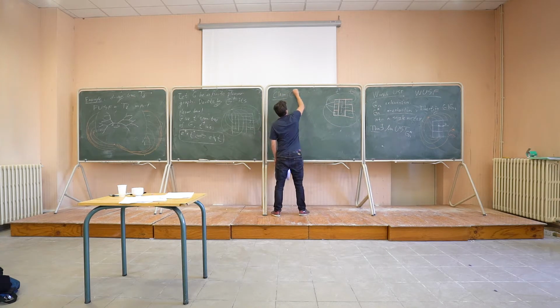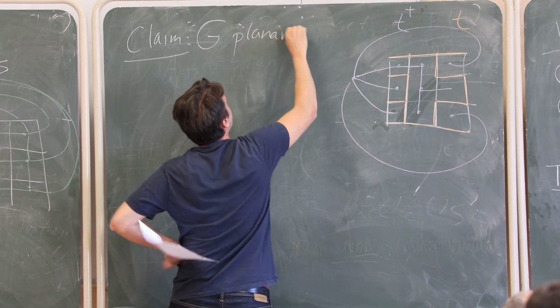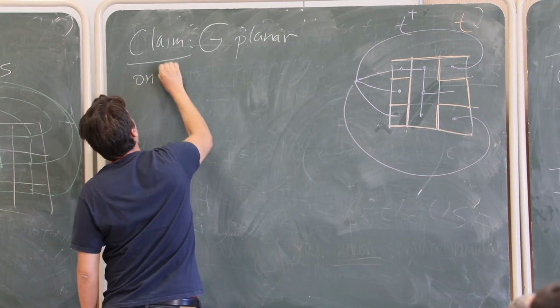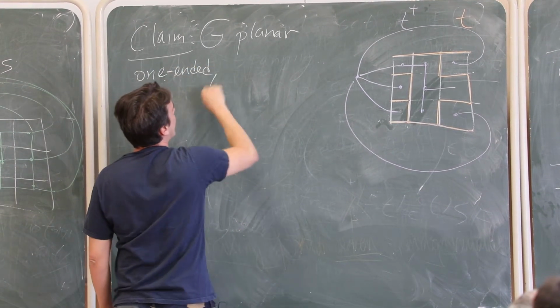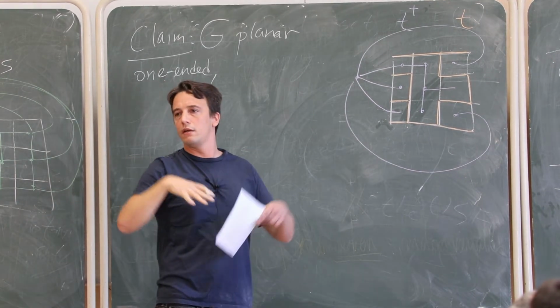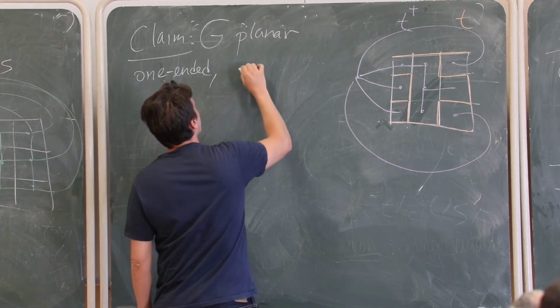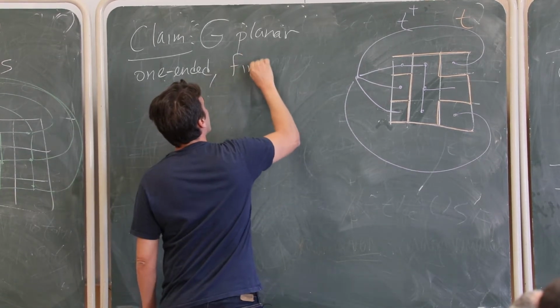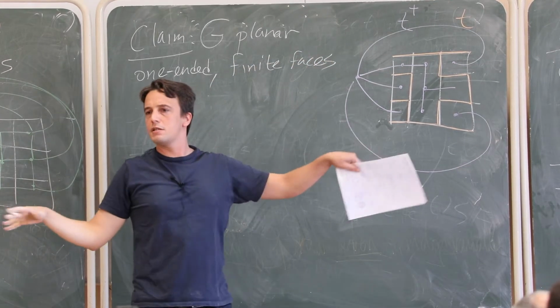So now let G be, let's say, planar. Let's add one-ended, even though we don't really need it. Planar, one-ended. So in particular, it's infinite. The removal of any finite set leaves on the outside precisely one infinite component, and finite faces. So there are no infinite faces.